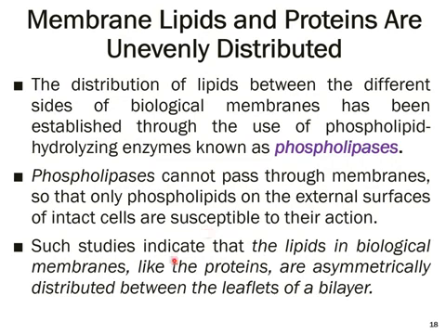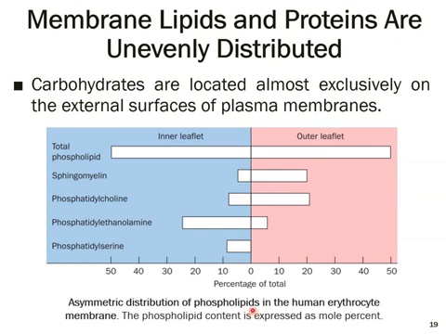Such studies indicate that the lipids in biological membranes, like the proteins, are asymmetrically distributed between the leaflets of a bilayer. As we studied in the previous lecture, proteins were distributed in an asymmetric fashion. Similarly, lipids are also distributed in the lipid bilayer in an asymmetric fashion. Carbohydrates are located almost exclusively on the external surface of the plasma membrane.